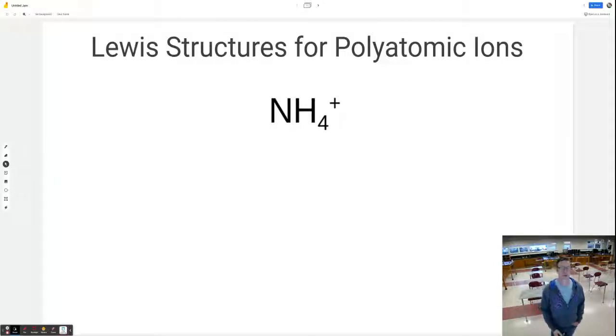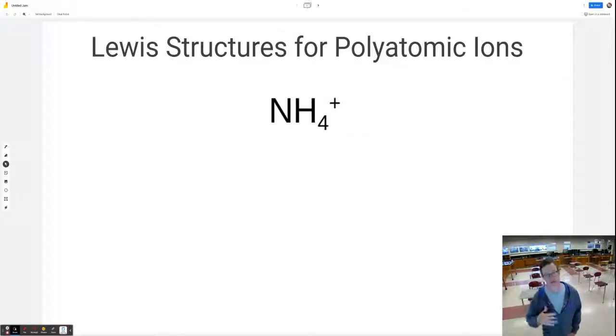Right, so I just wanted to go over really quickly the last thing that you might encounter on the quiz coming up. And it's related to Lewis structures. It goes with all the things we've been talking about in terms of shapes, etc. And that is polyatomic ions.